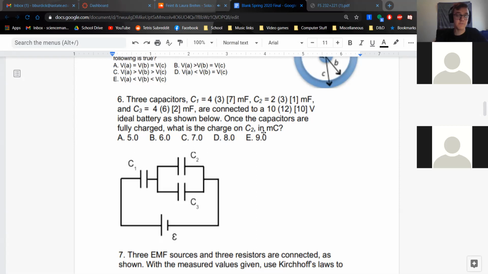So yeah, on to the next question. We have 3 capacitors here, C1, C2, and C3, connected to a battery with voltage V, or EMF E right here. And we want to know, what is the charge on C2? This one is a bit tricky, so I'll give you at least 5 minutes on it.